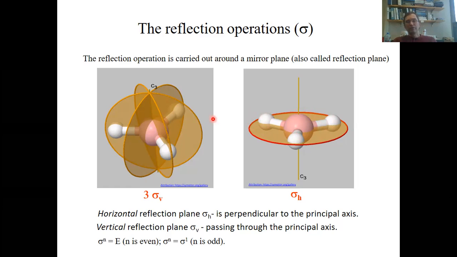So now, in contrast to the horizontal mirror plane, we have the vertical mirror planes that now contain the C3 axis. Okay, and you see the three vertical mirror planes here, and all of them contain the C3 axis. So each of these mirror planes contains a boron hydrogen bond. So the first one contains this boron hydrogen bond, the second one contains this boron hydrogen bond, and the third one contains this boron hydrogen bond.